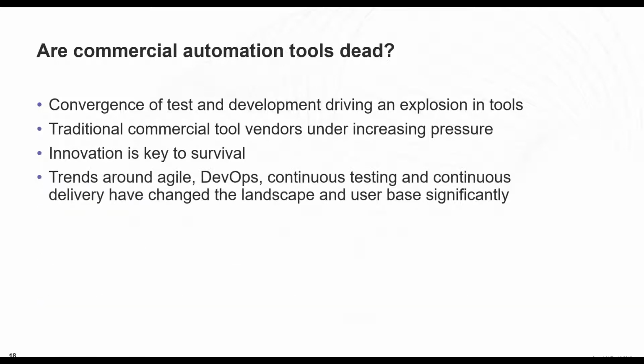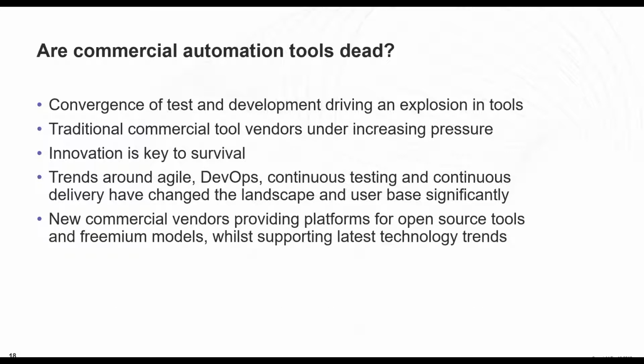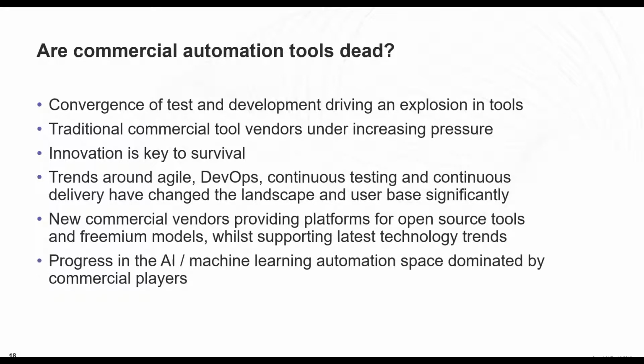Trends around Agile, DevOps, continuous testing and continuous delivery have changed the landscape and user base significantly. And we have new commercial vendors providing platforms for open source tools and freemium models while supporting the latest technology trends. And finally, it's worth noting that progress in the AI machine learning automation space is dominated by commercial players, but that's a whole topic for a different discussion.